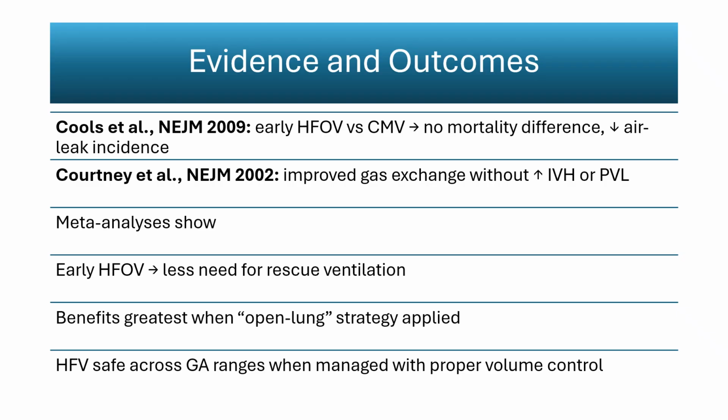HFJV has shown particular benefit in pulmonary interstitial emphysema and in heterogeneous lung disease, where conventional ventilation fails to control carbon dioxide without worsening leak. Long-term follow-up studies reveal no consistent difference in survival or neurodevelopmental outcomes between infants managed with high-frequency versus conventional ventilation, provided lung protective strategies are applied in both groups.